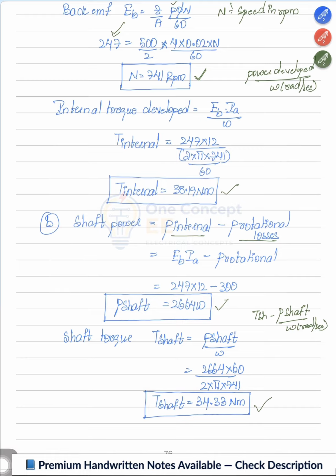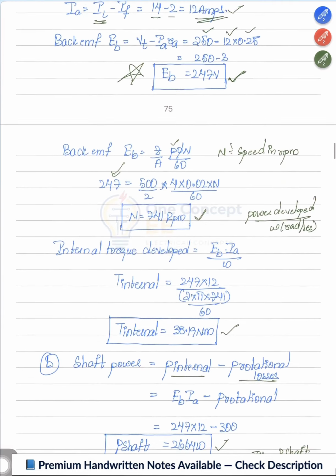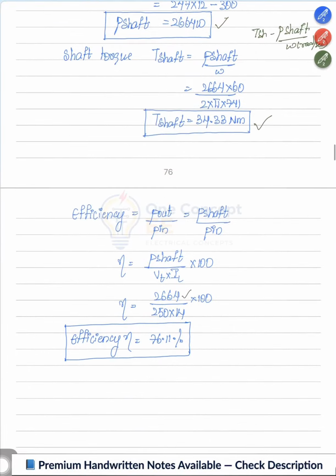They are asking to find efficiency. Efficiency is nothing but output power by input power. We already know output power is the shaft power. Shaft power is 2664 watts. Input power is the power drawn from the supply. Here the current drawn is 14 amps and supply voltage is 250 volts. Then power input equal to VT into IL. This 250 into 14 will be input power. By substituting the input power here, I got an efficiency of 76.11%.